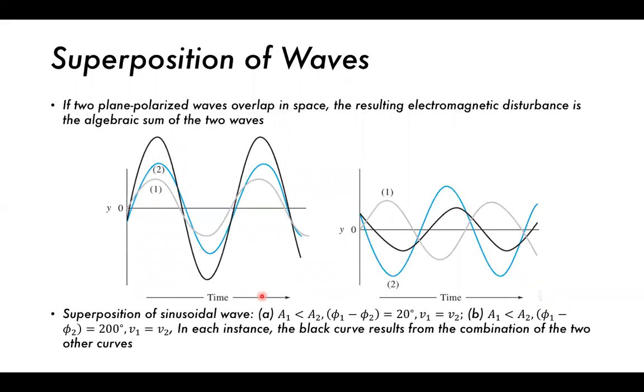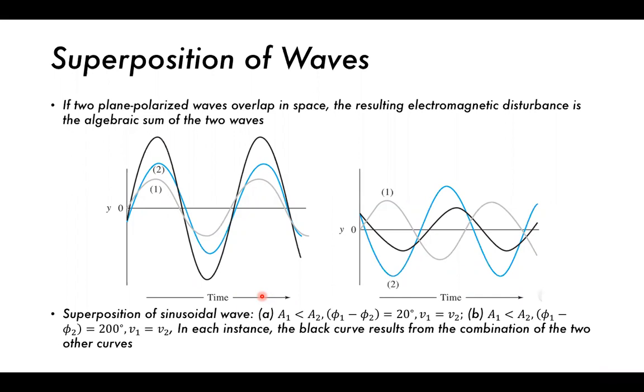So, superposition of waves. If two plane polarized waves overlap in space, the resulting electromagnetic disturbance is the algebraic sum of the two waves. So what does this mean? Basically it means we can add waves together, but if their phases are different, then they interfere destructively, and they destroy each other.